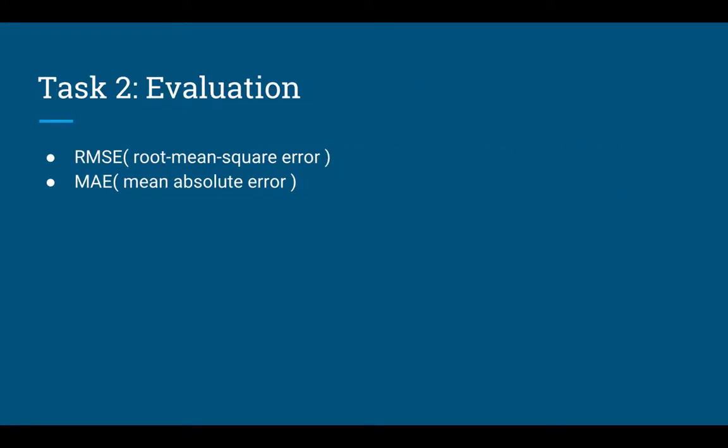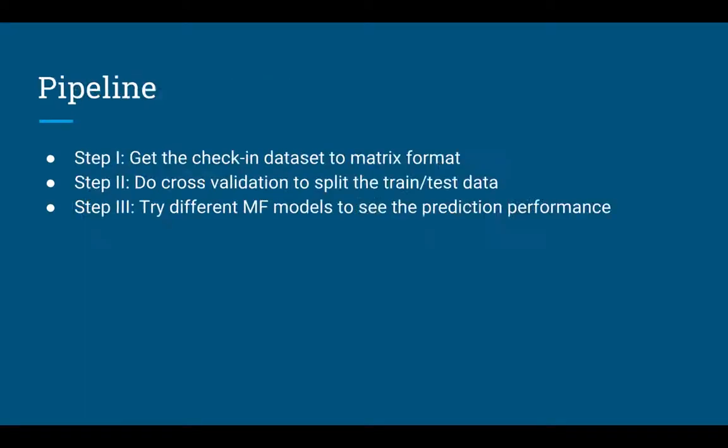And for the evaluation part, we mainly use RMSE and MAE, which are root mean square error and mean absolute error, to evaluate our different models. And the pipeline for task 2 is that first we get the training dataset and then convert it to the matrix format. And then we do cross-validation to split the train and test data. And then we try different matrix factorization models to see the prediction performance.